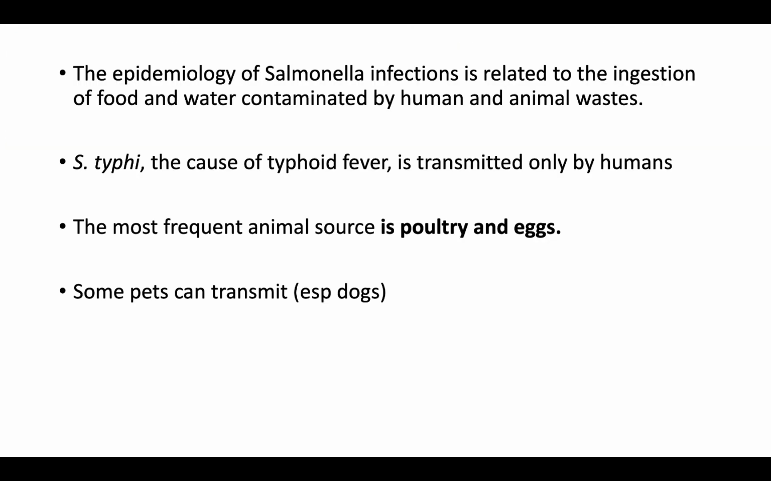Okay, so the epidemiology of these infections is related to the ingestion of food and water contaminated by waste. So S. typhi is the cause of typhoid fever, transmitted only by humans. The most frequent animal source, as we said, is poultry and eggs. Some pets can transmit, especially dogs.